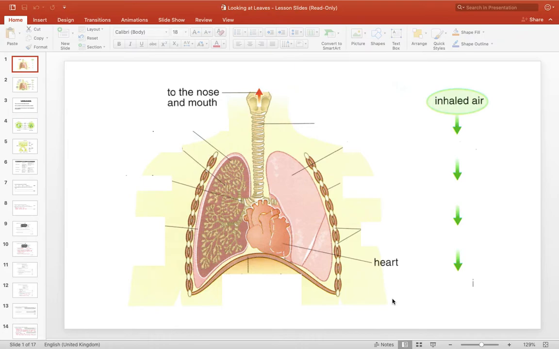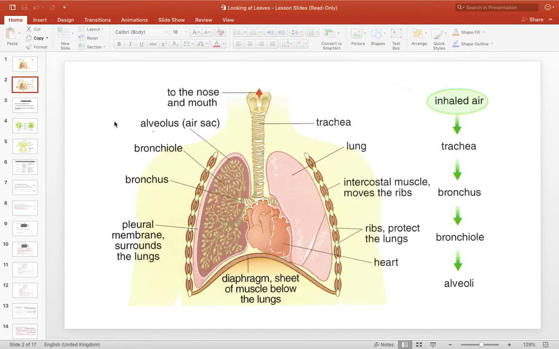So you should have had a go at naming each part of the human respiratory system. Answers are on the board. So you should have named this the trachea, which connects the mouth to the bronchus. The bronchus are the two tubes that split at the end of the trachea. The bronchus split into smaller parts known as the bronchioles, and at the end of every bronchiole there is an alveolus or alveoli, an air sac.